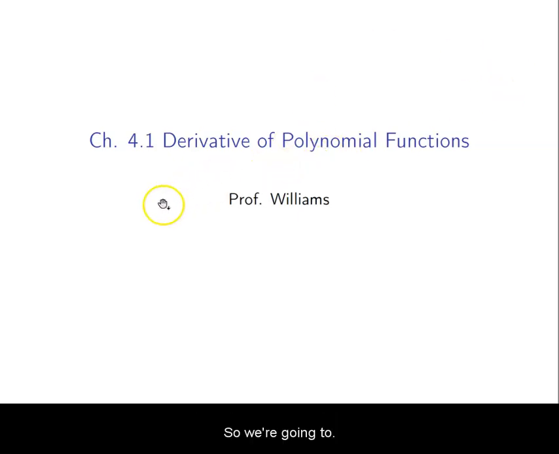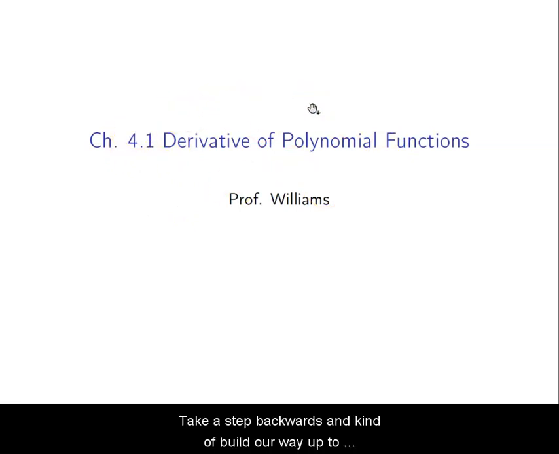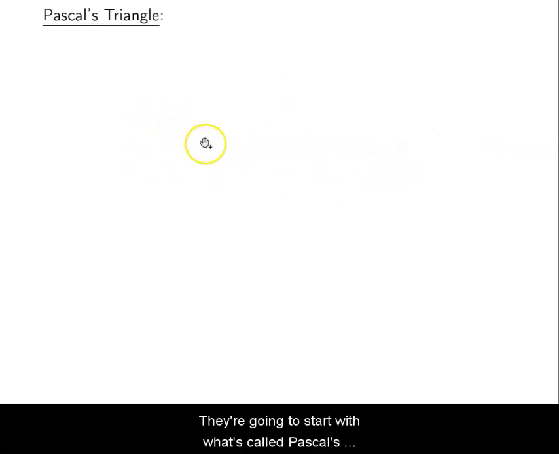Okay. So we're going to take a step backwards and build our way up to finding the derivative for a polynomial function. We're going to start with what's called Pascal's triangle. I'm not going to go super deep into Pascal's triangle. I do in my pre-calc class, so if you want to see a little bit more on this topic, I would suggest you go to my pre-calc section and look at that there.